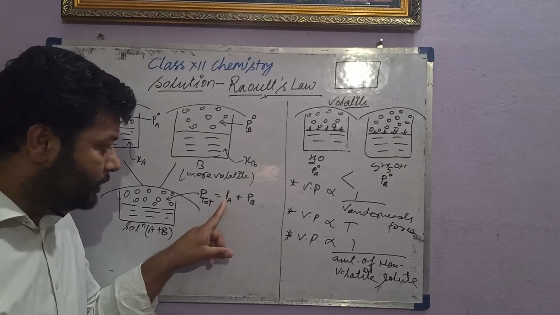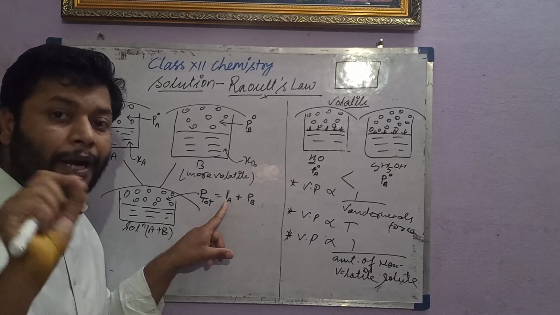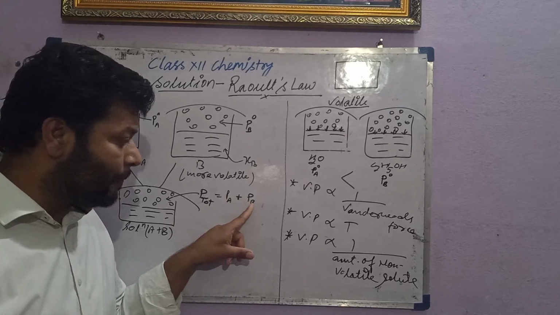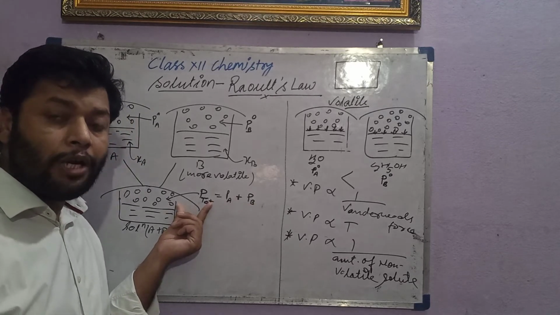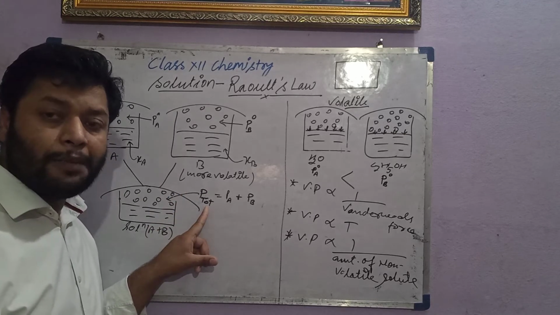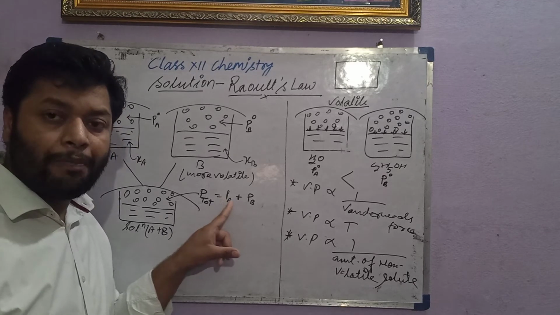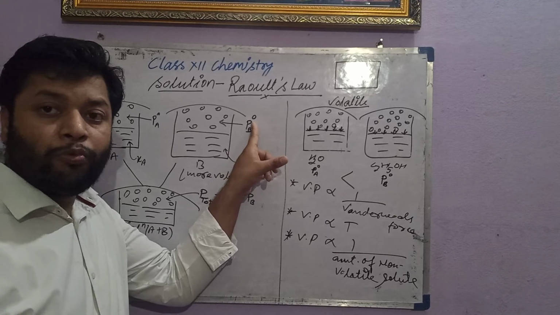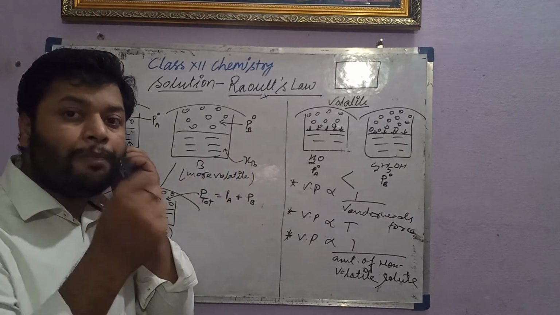This is a partial pressure. Now I am using the term partial vapor pressure of A and partial vapor pressure of B, and the sum of both the partial pressures will be the total vapor pressure of the solution. P total means the vapor pressure of the solution, which has the partial pressure of A and the partial pressure of B. That was the vapor pressure of B in a pure condition, termed as P naught B.